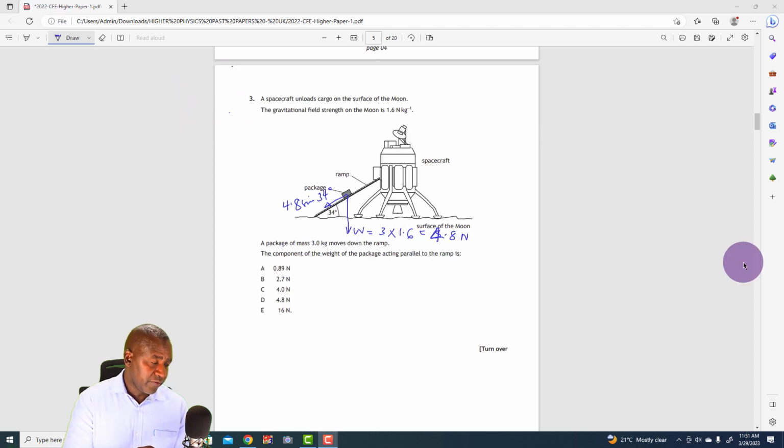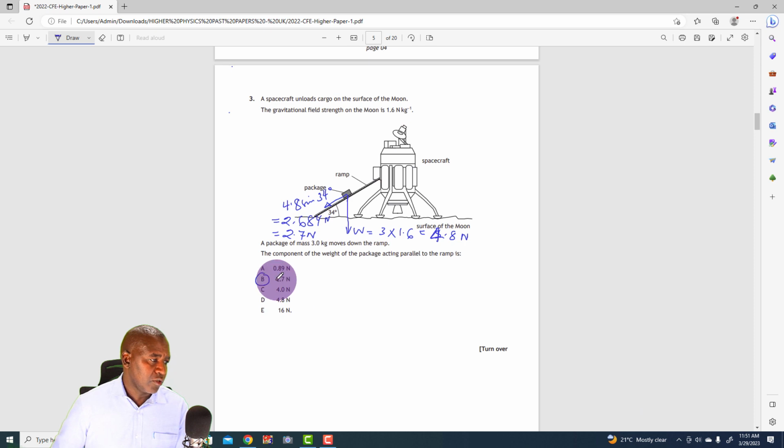Now this one will give us 4.8 multiplied by sine of 34, and we're going to get 2.684 recurring, 2.684 newtons. To two significant figures, this one should be 2.7 newtons, and that is why B is the correct answer.